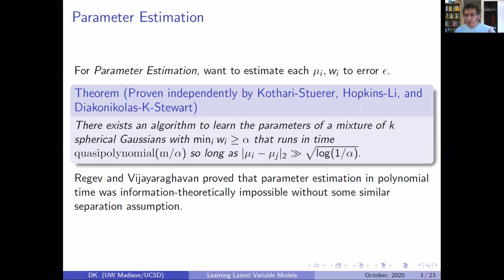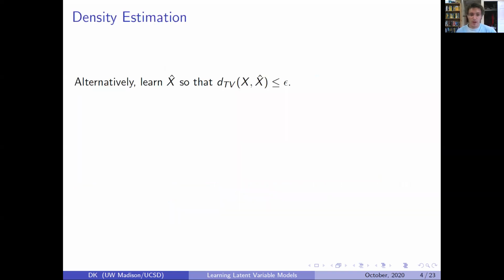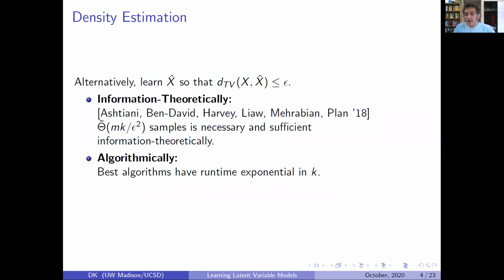Okay, so if we don't have this separation, what could we hope to do? Well, more generally, we could try to do density estimation. We could try to learn some distribution X hat, such that the total variation distance between X and X hat is at most epsilon. And for this problem, information theoretically, it's actually possible. It was recently shown a couple of years ago that essentially m k over epsilon squared samples is necessary and sufficient information theoretically. But algorithmically, the best currently known algorithms have runtimes that are exponential in k.